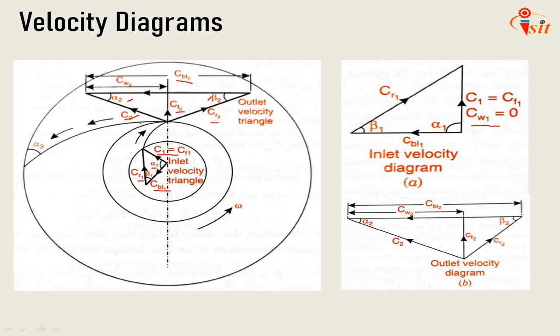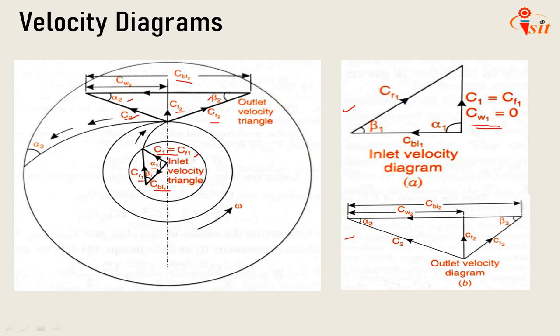Now the figure shows the velocity diagram for the inlet and outlet of the impeller. It is assumed that the entry of air is axial. Therefore, the whirl component at the inlet CW1 is 0, and therefore C1 equals CF1. The enlarged views of the inlet and outlet velocity diagrams are shown here.